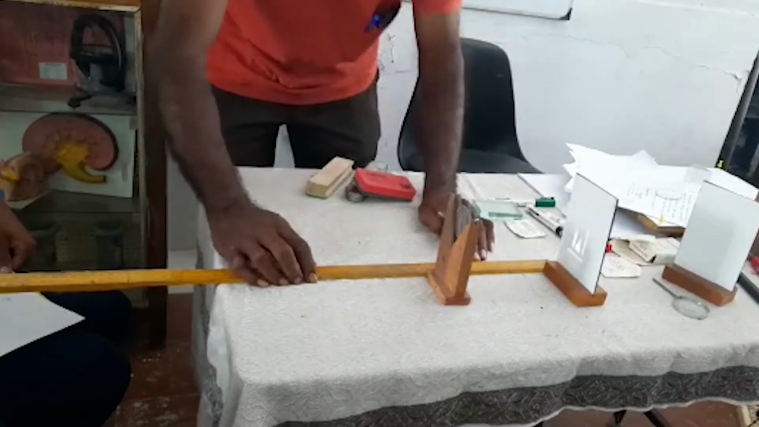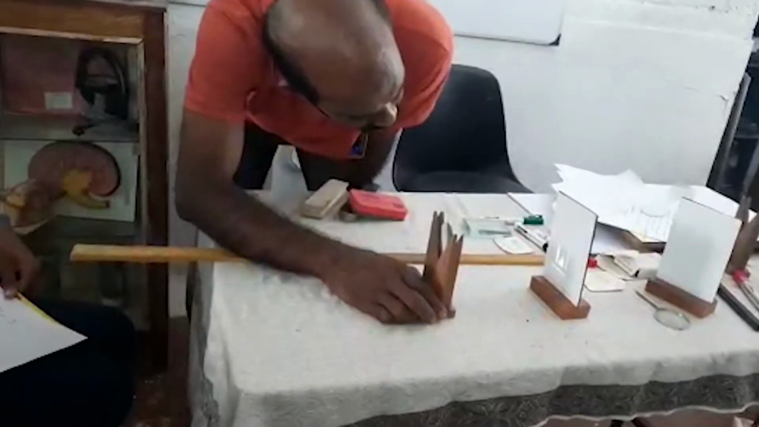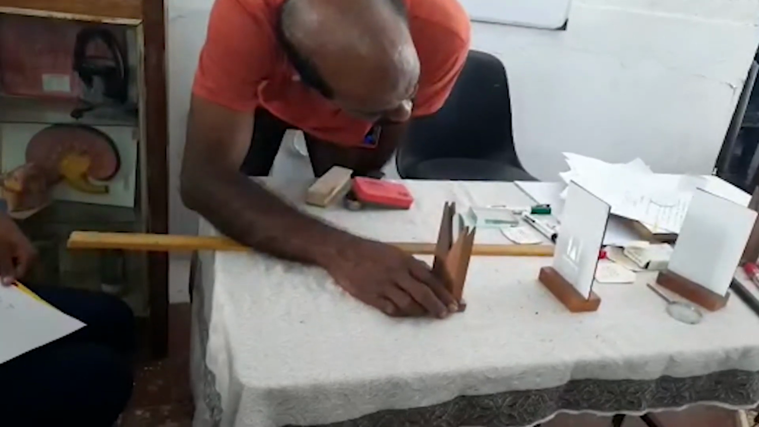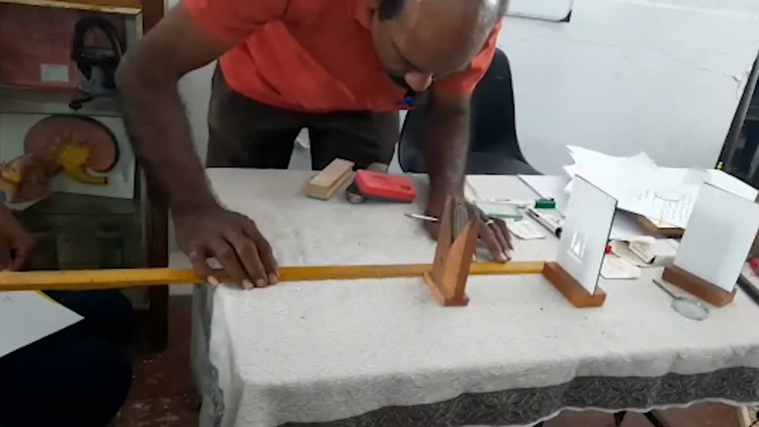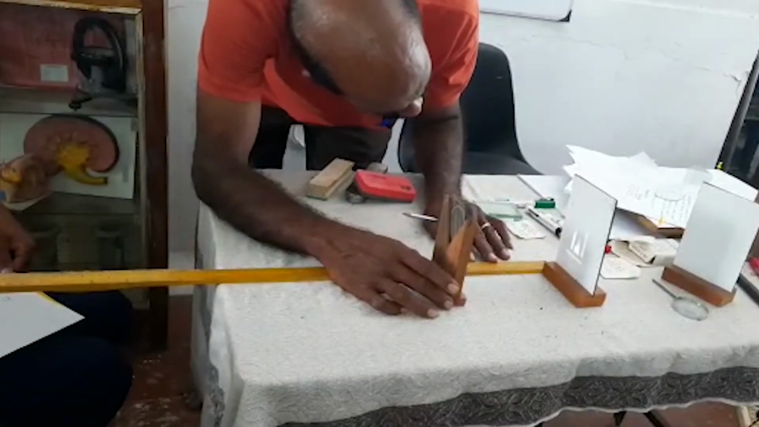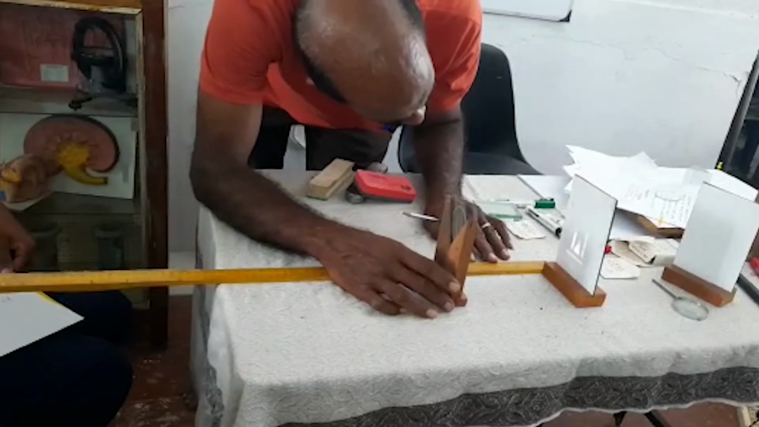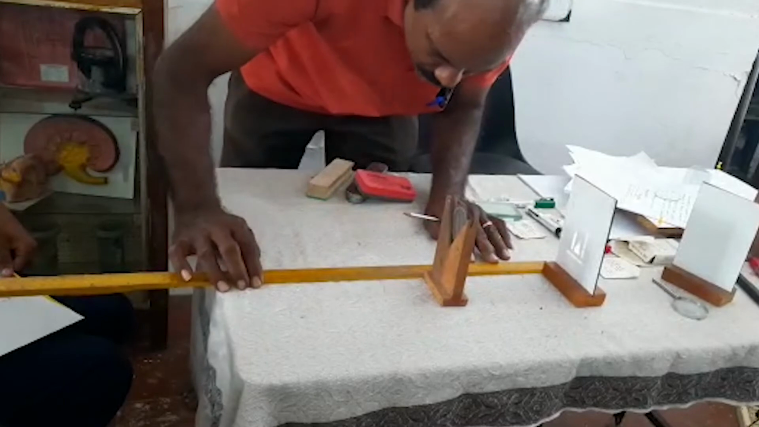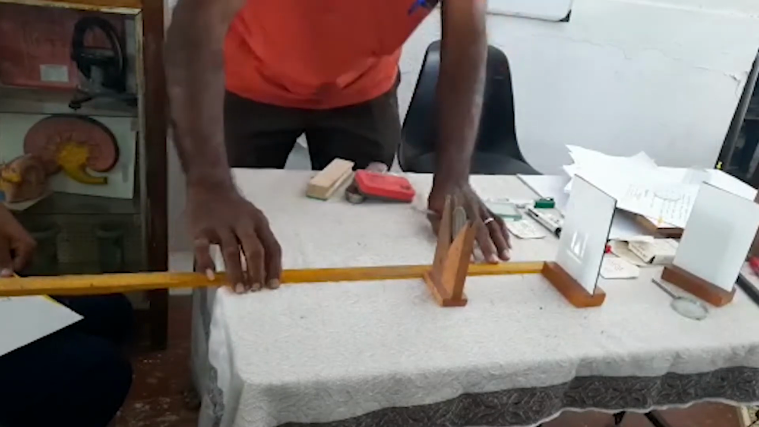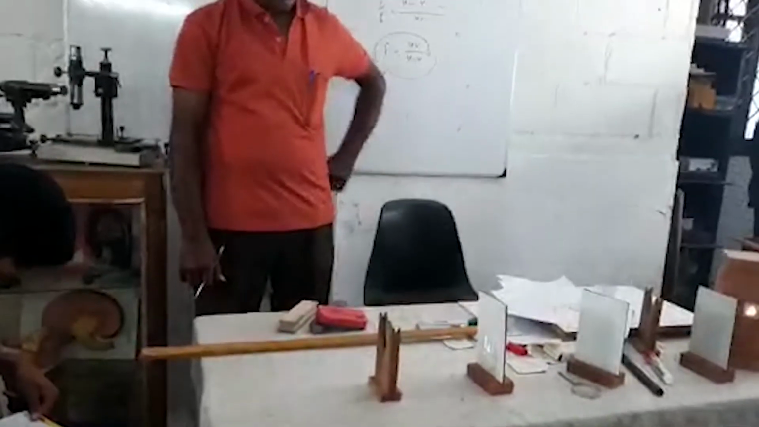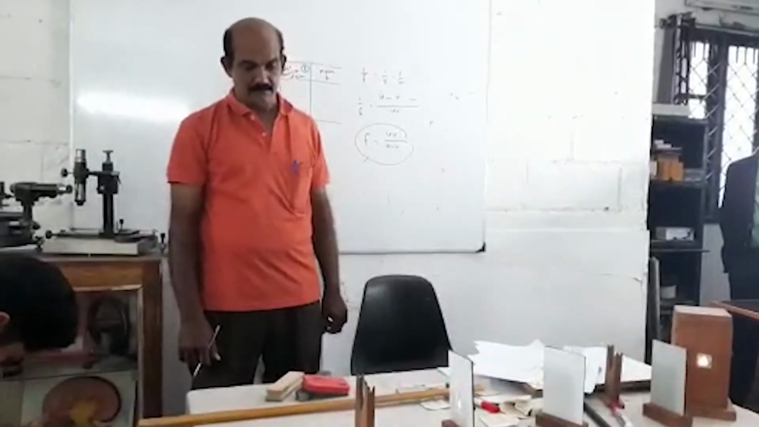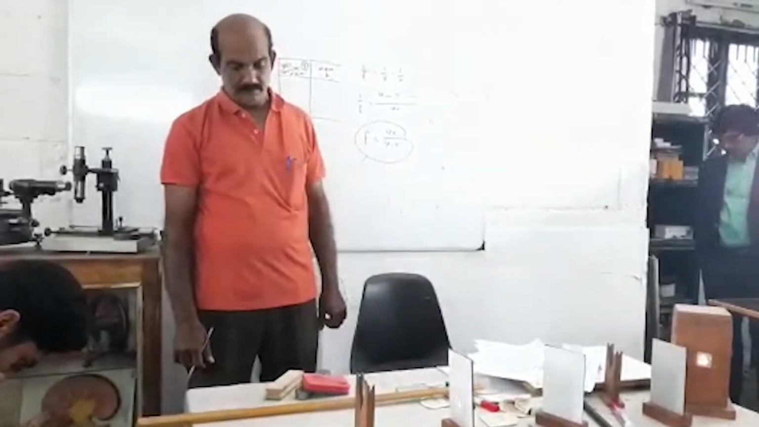So 19.8. Now we have taken 5 readings. One more reading. The more readings, the more accurate the result you will get. Now add all the 5 readings and divide that by 5 to get the average. Do it fast. Add all the readings. The result you are going to get is in centimeter.